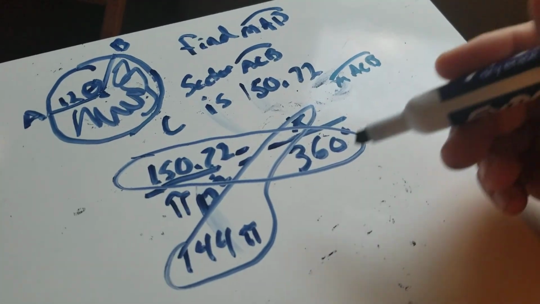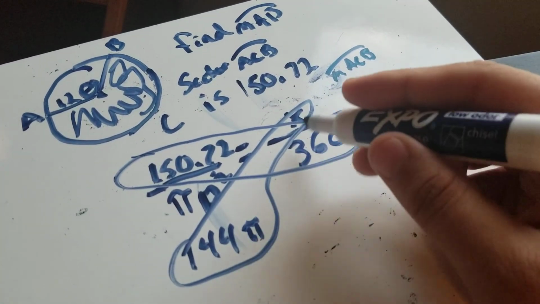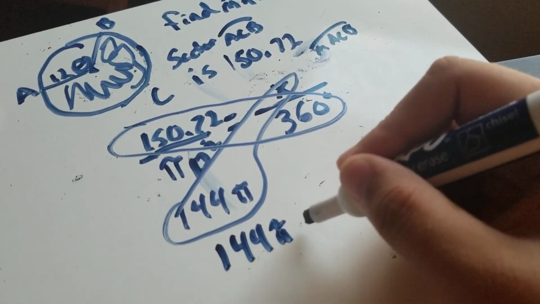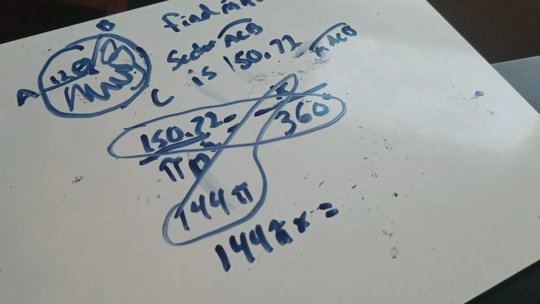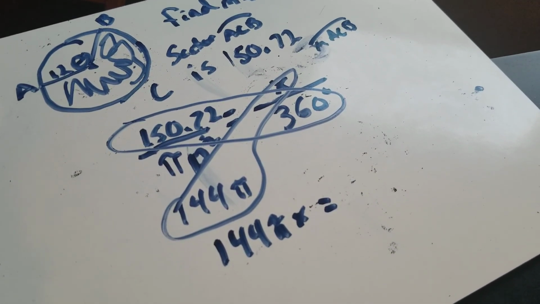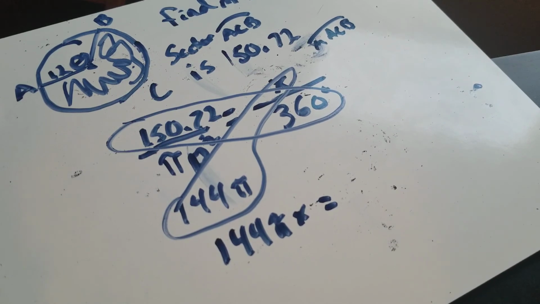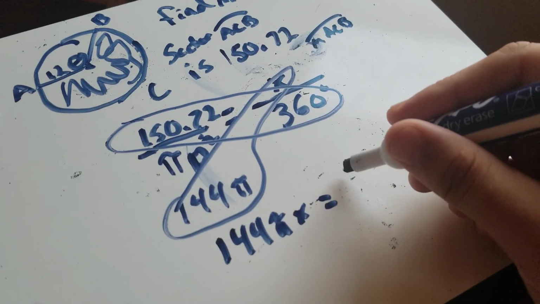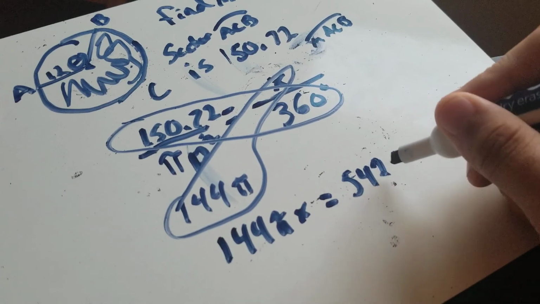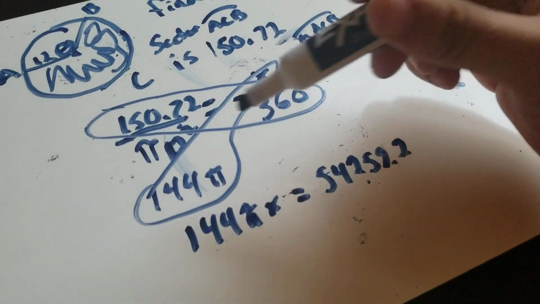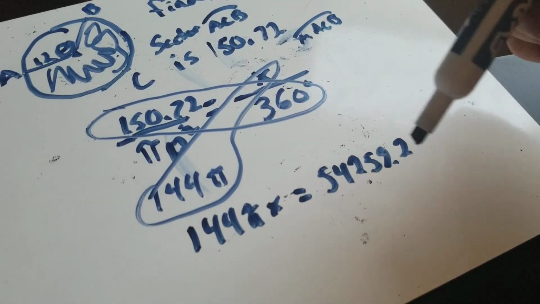So let's do some cross multiplication. So 144 pi x, that's pretty simple. 144 pi x equals 150.72 times 360. It's going to be a really, really large number. And I'll just write it down here. 54259.2.